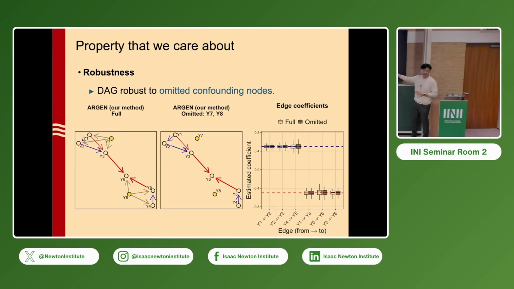What we want is something like this. Even if we omit some of the nodes from the analysis, we want the sub-DAG to be well recovered, even if we miss some of the confounders.